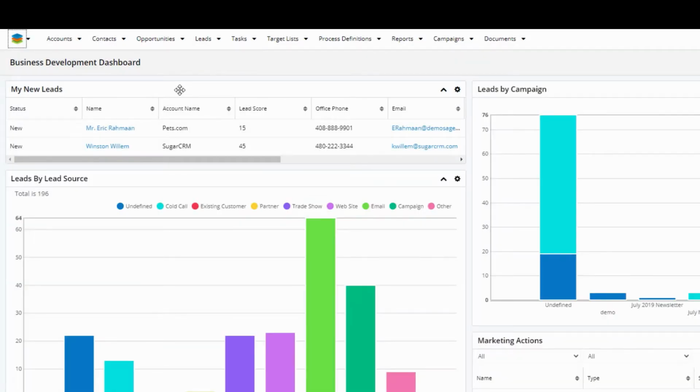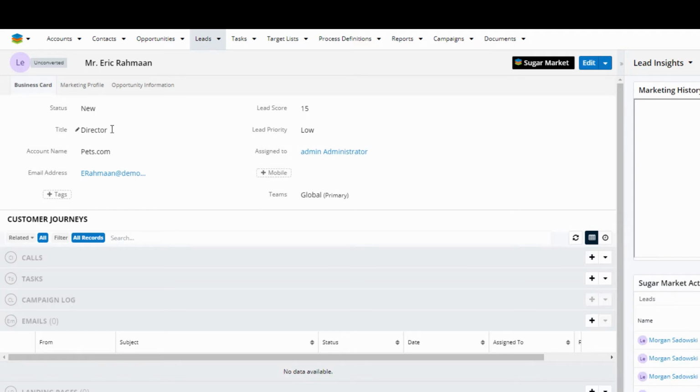One of the first places a lead would become visible is under the My New Leads section. Surfaced to a sales rep in the upper left quadrant of their dashboard, they would see a lead score and the fact that a lead has been, in fact, assigned to them. By drilling through to that individual record, they can then begin the process of examining the lead, looking at the marketing journey, and determining how to interact.